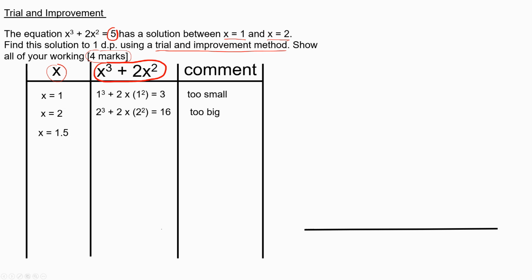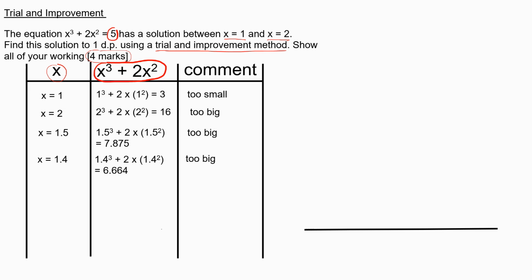So why don't we try x equals 1.5? We can then substitute in x equals 1.5, which should give us 7.875, and you can test that on your calculator. And that is too big. So logically, we're going to try something smaller than that. So why don't we try x equals 1.4? When we try x equals 1.4, we get 6.664, which is still too big.